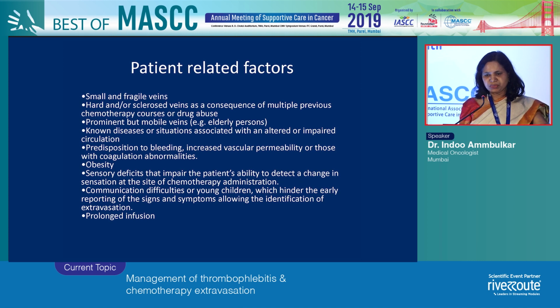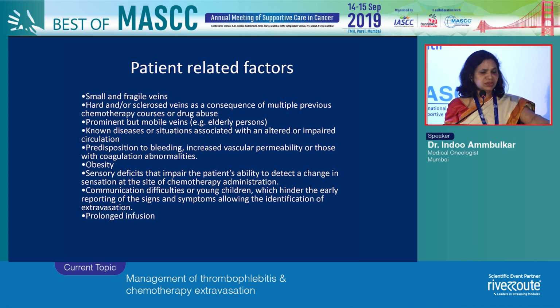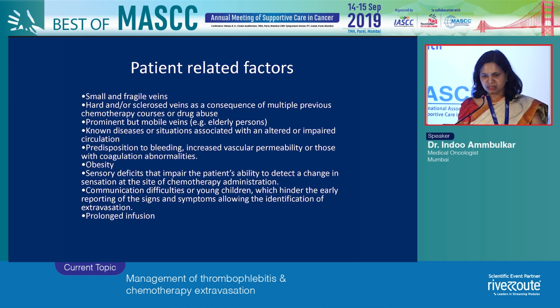So these are some of the patient related factors. I think the important ones to note are small and fragile veins, obesity and predisposing bleeding conditions, and lack of prominent veins.